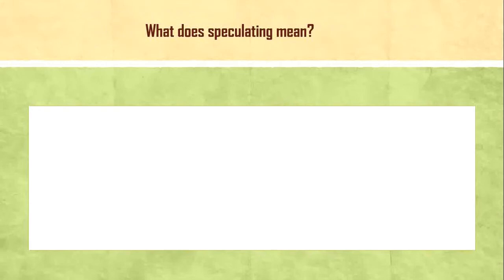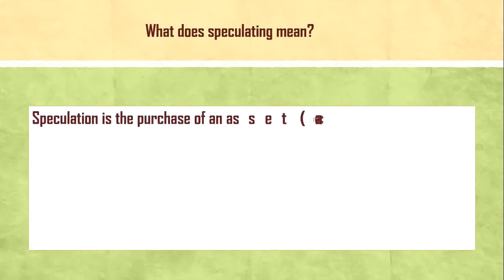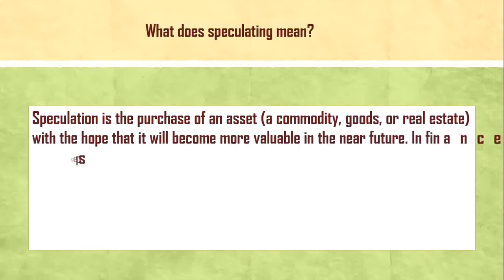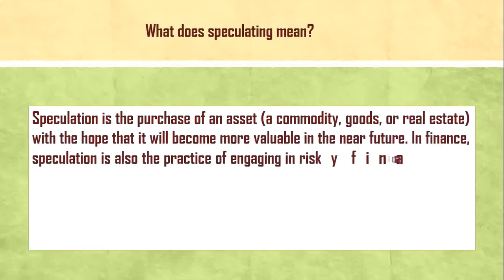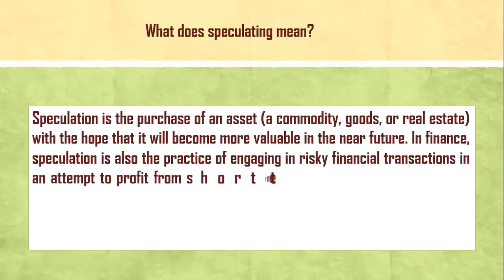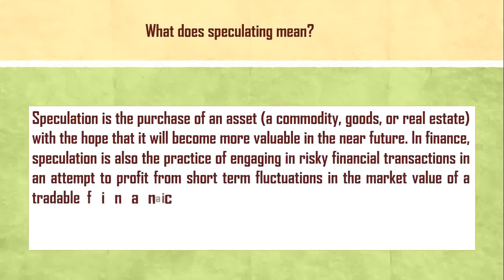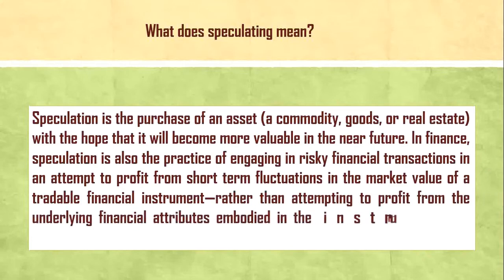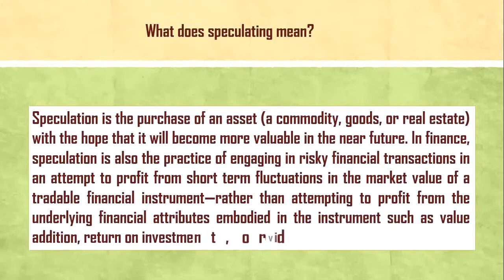What does speculating mean? Speculation is the purchase of an asset, a commodity, goods, or real estate, with the hope that it will become more valuable in the near future. In finance, speculation is also the practice of engaging in risky financial transactions in an attempt to profit from short term fluctuations in the market value of a tradable financial instrument, rather than attempting to profit from the underlying financial attributes embodied in the instruments, such as value addition, return on investment, or dividends.